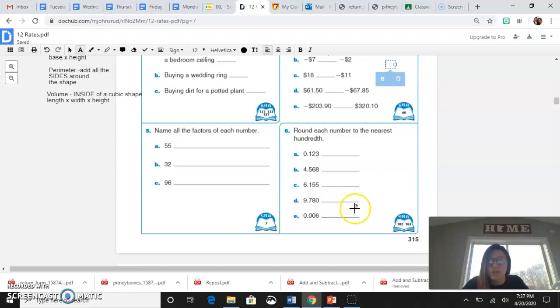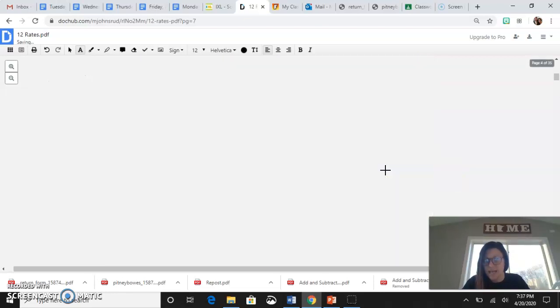For number 6, round each number to the nearest hundredth. A lot of us are getting tricked with these. Remember, after your decimal point, you have 3 spots of place value. In those 3 spots, the first one is tenths.